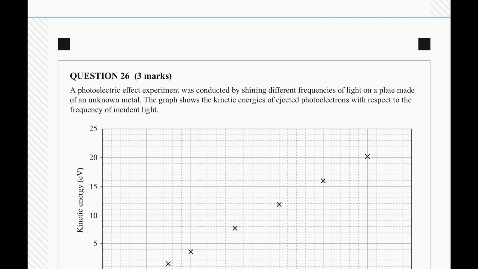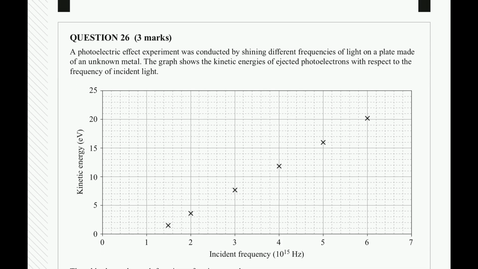All right, so question 26. A photoelectric effect experiment was conducted by shining a different frequency of light on a plate made of an unknown metal. The graph shows the kinetic energies of ejected photoelectrons with respect to the frequency of incident light. Before going any further, we're thinking about the photoelectric effect.